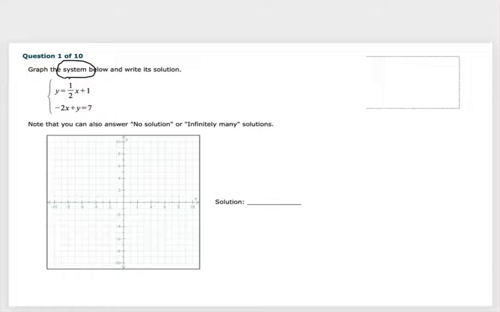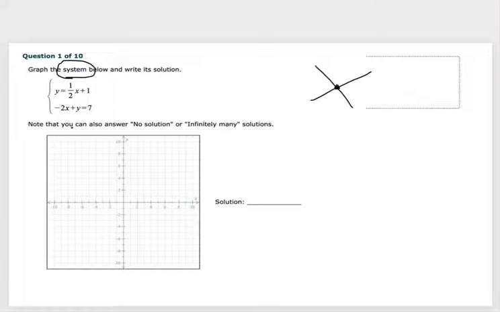Now, anytime we have a system of equations, that means we have two, sometimes more, but right now we're just dealing with two equations that we have to solve simultaneously, which means at the same time. And we're going to see that if there is a solution, these two lines are going to cross at some point, and that point where they cross is the solution.